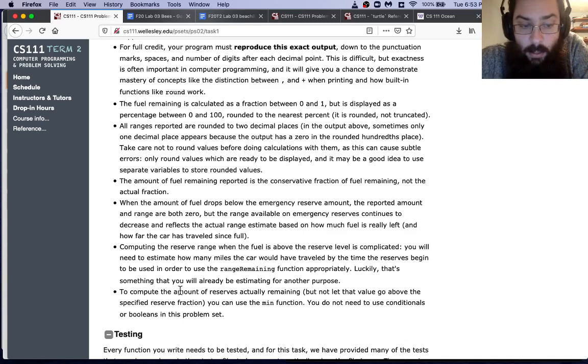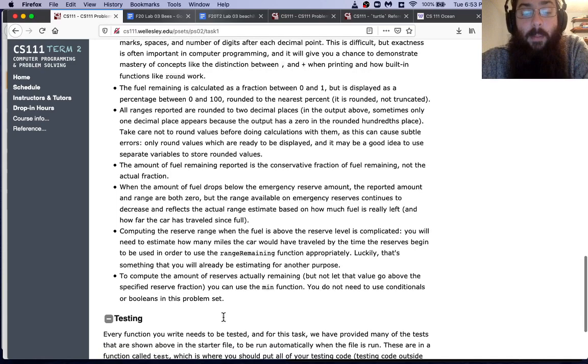And then the last note here is saying to compute the amount of reserves actually remaining, but not let that value go above the specified reserve fraction, you can use the min function, which you will need to use in this part. You do not need to use conditionals or booleans in this problem set, which is something that we'll cover later this week, or at least sometime in a future lecture. So you don't need to use those for this problem set.